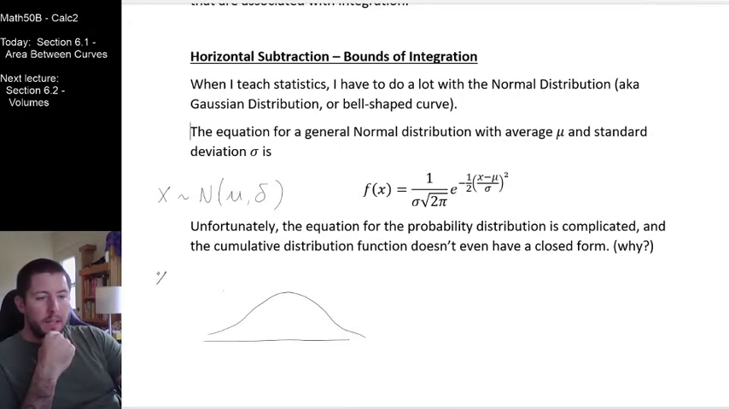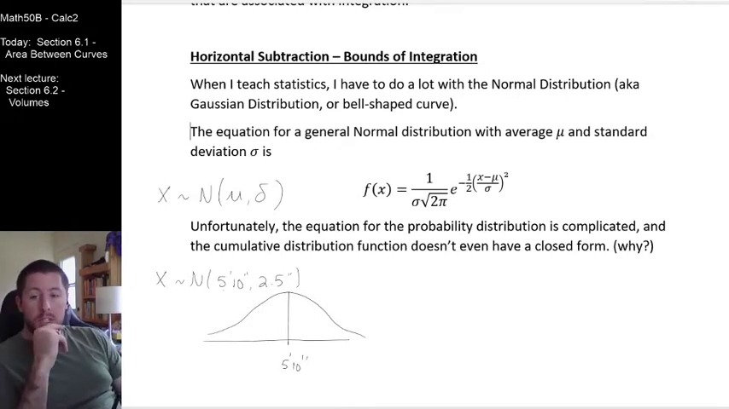One of the ones that I typically like to talk about is that adult male height is normally distributed with an average of about 5'10" and a standard deviation of about 2.5 inches. I think those numbers are approximately correct. So what we could do is draw our associated normal curve here, centered at 5'10", and ask ourselves questions like, what is the probability that a randomly selected person is shorter than 5'8", or a randomly selected male?